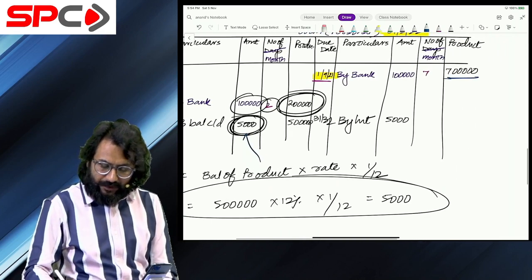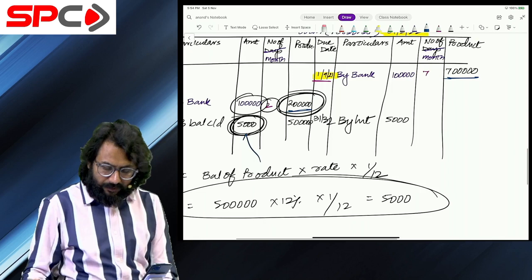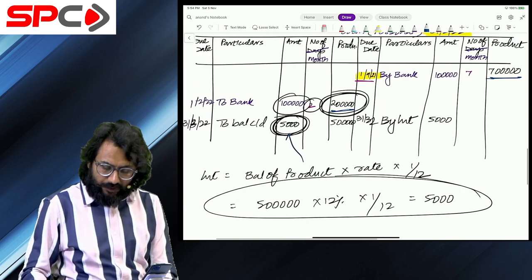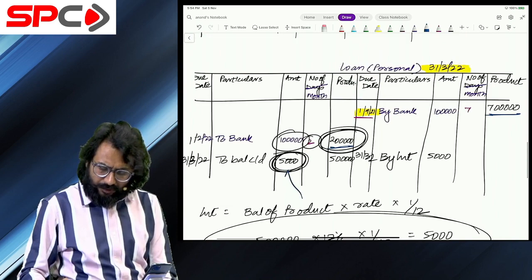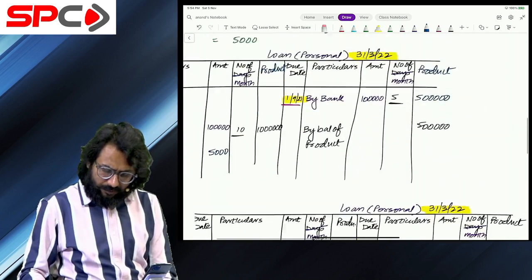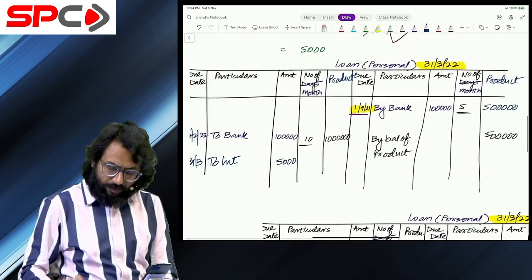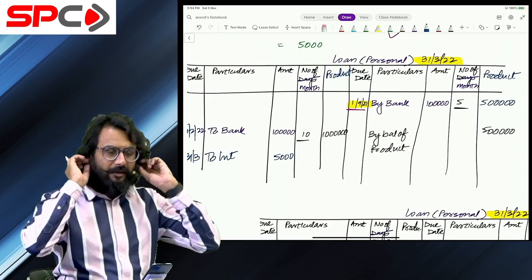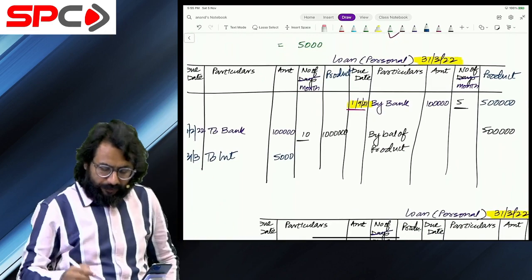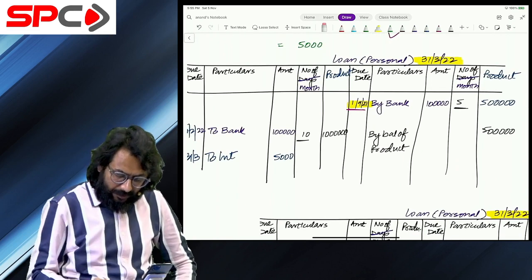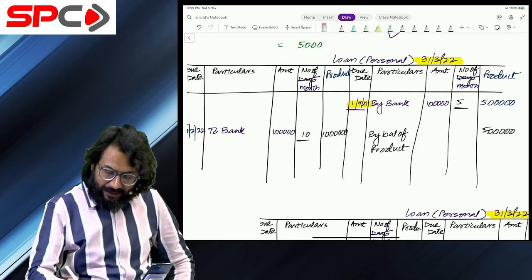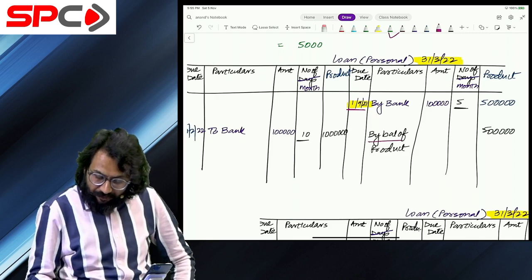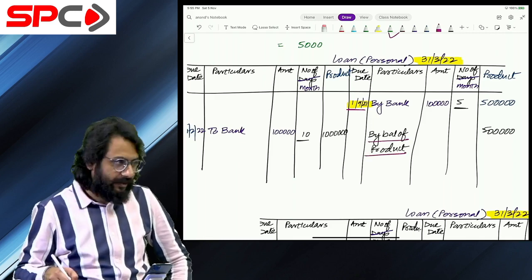So 7 lakh minus 2 lakh, my dear friend, the product was how much? Okay, the interest was calculated here. I'm sorry, I made one mistake. I wrote the interest on the wrong side, the debit side. But in the backward method, you have to calculate the interest and write it on the opposite side. Whichever side the balance of product is written on, the interest will come on the same side.